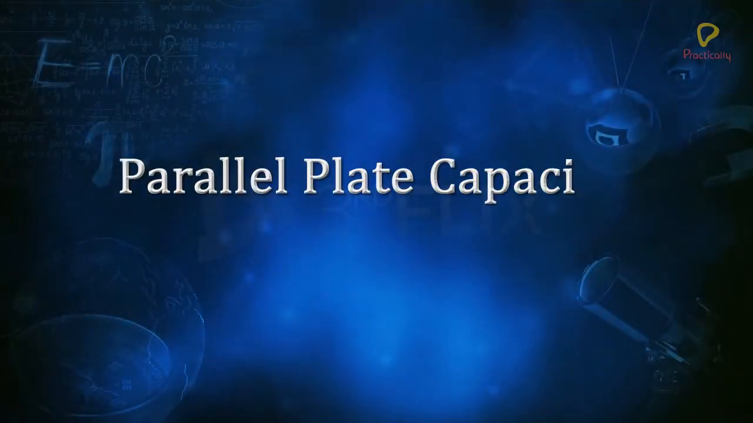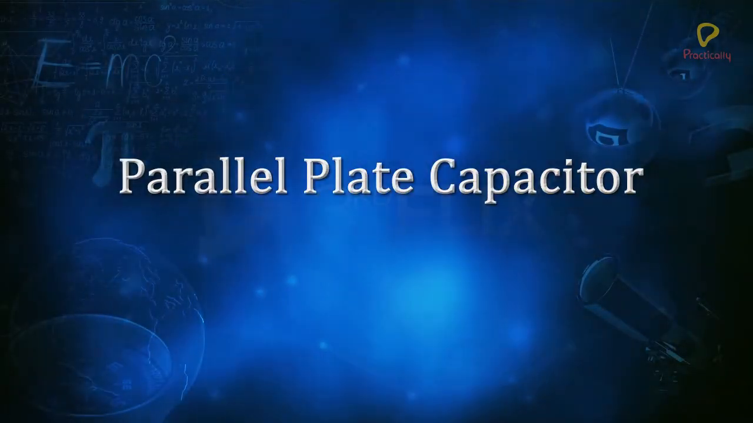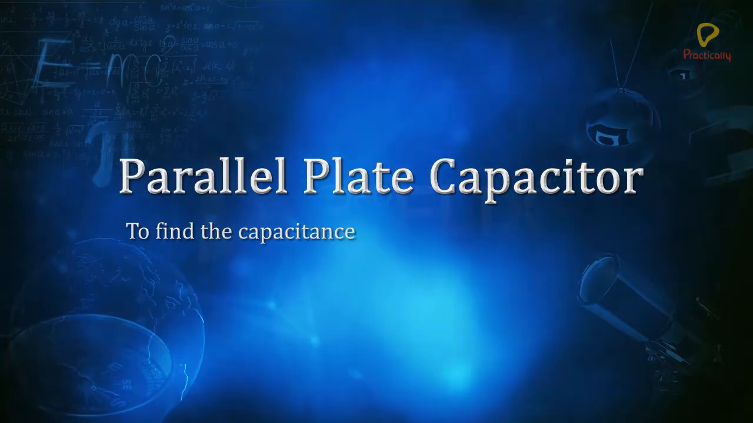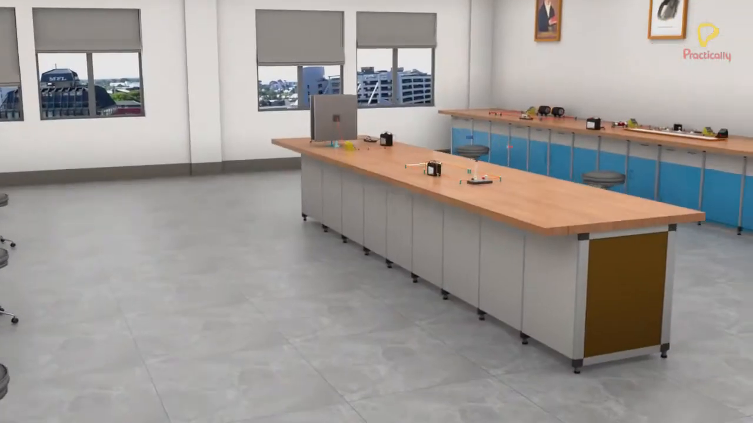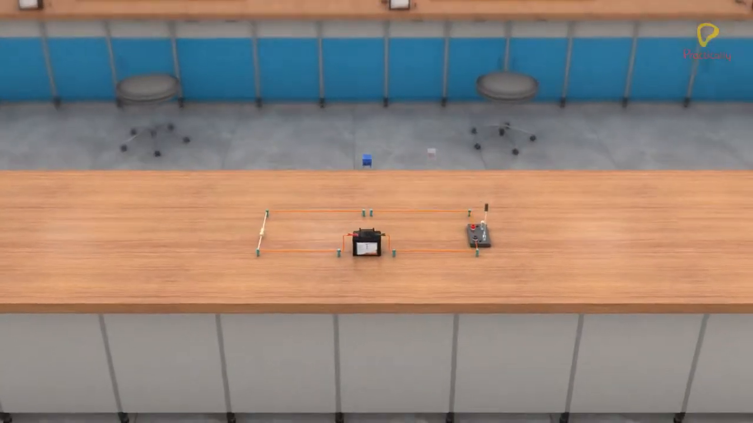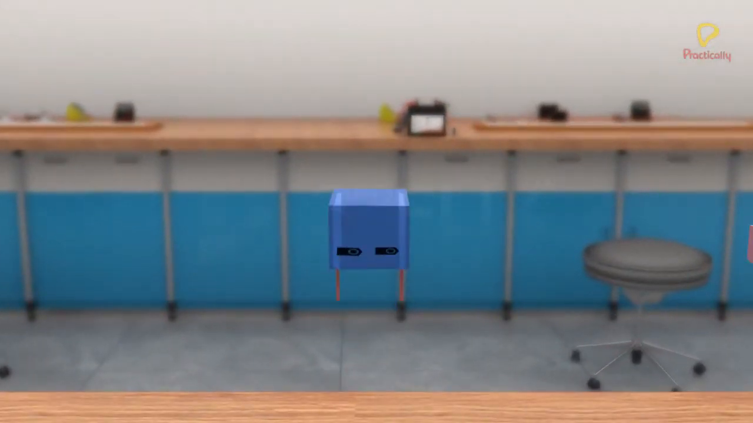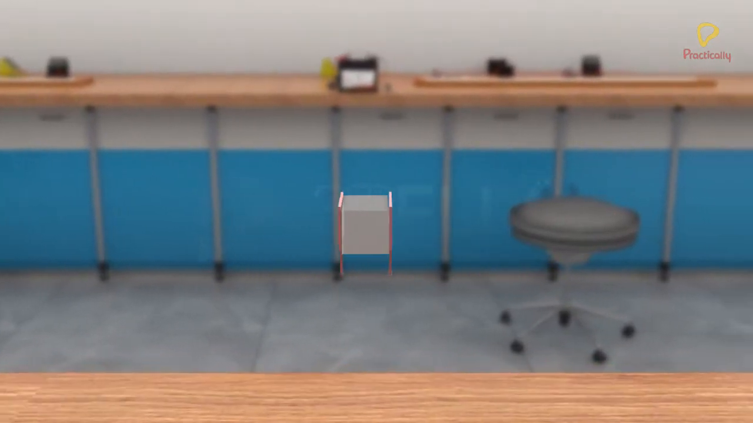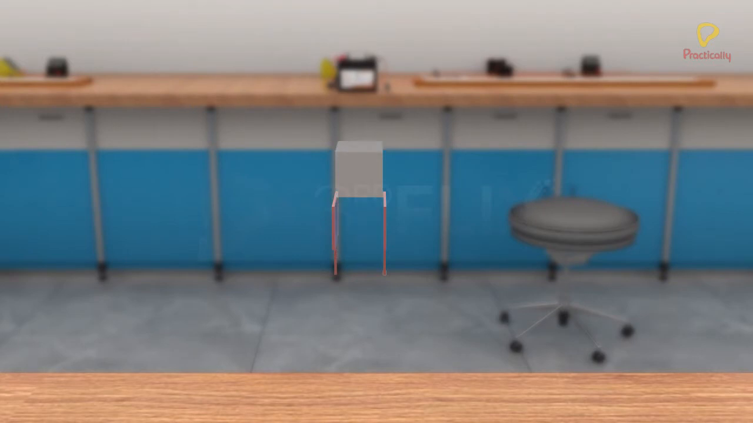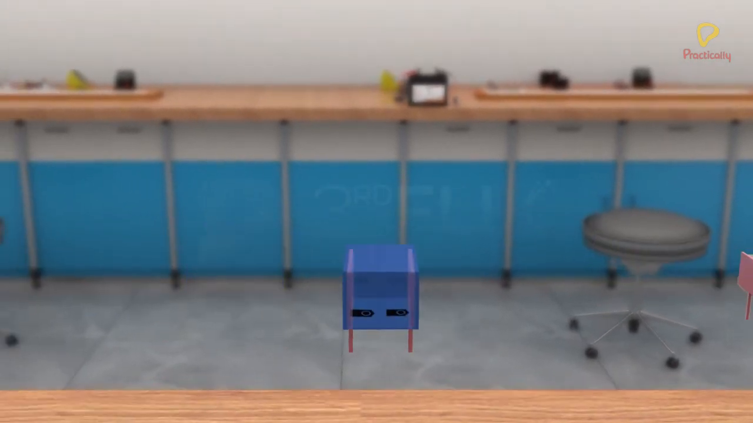Parallel plate capacitor. Objective: to find the capacitance of a parallel plate capacitor. In a parallel plate capacitor, two large conducting rectangular plates are kept side by side at a small distance. The gap between the plates is usually vacuum. Sometimes it may get filled with dielectric materials.